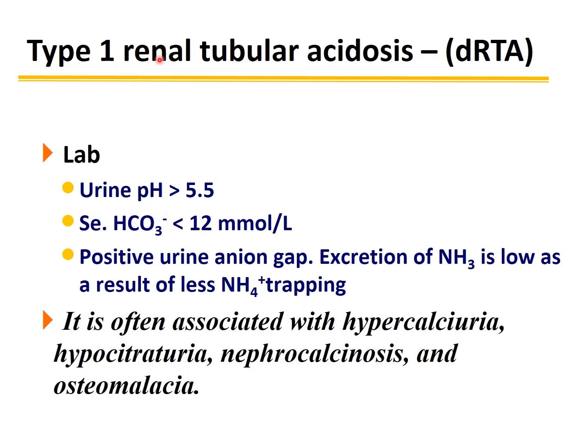Now, the type 1 renal tubular acidosis, the distal one: if you look at the lab values, usually the urine pH is higher than 5.5, and the serum bicarbonate is less than 12, so it's a more severe metabolic acidosis. Positive urinary anion gap, the excretion of ammonium is low as the result of less ammonium trapping. It is often associated with hypercalciuria, hypocitraturia, nephrocalcinosis and osteomalacia. That's very, very important.